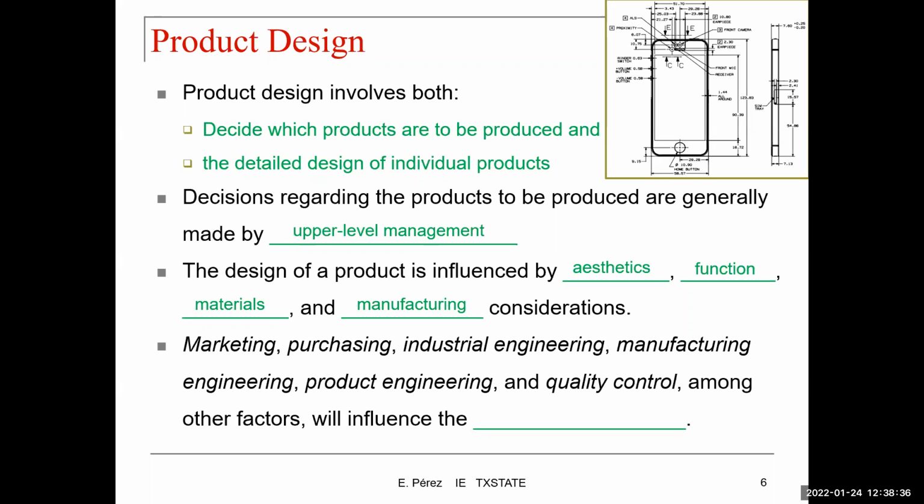You want to make it a product that is appealing for the customer, and that requires some level of aesthetics, functionality, materials, and altogether manufacturing considerations. So marketing, purchasing, industrial engineering, manufacturing engineering, product engineering, quality control, among other factors, will influence the design of the product.